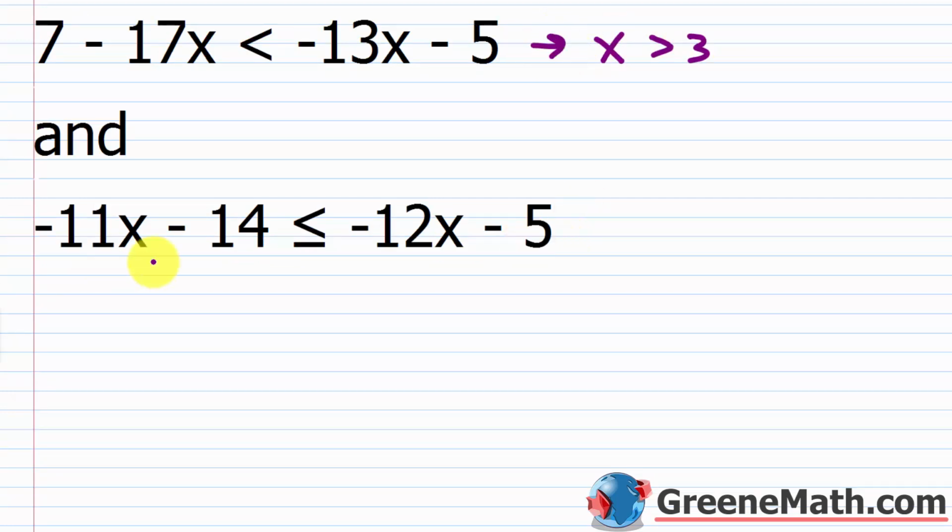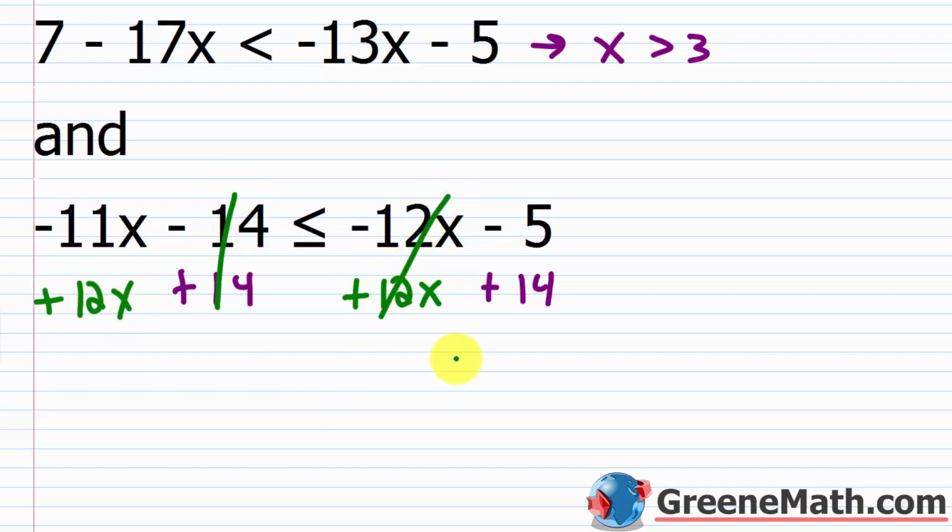Okay. Now let's solve this part. What I want to do is add 14 to each side of my inequality. That will cancel. I want to add 12x to each side of my inequality. That will cancel. -11x plus 12x is x. So x is less than or equal to -5 plus 14, which is going to give me 9.